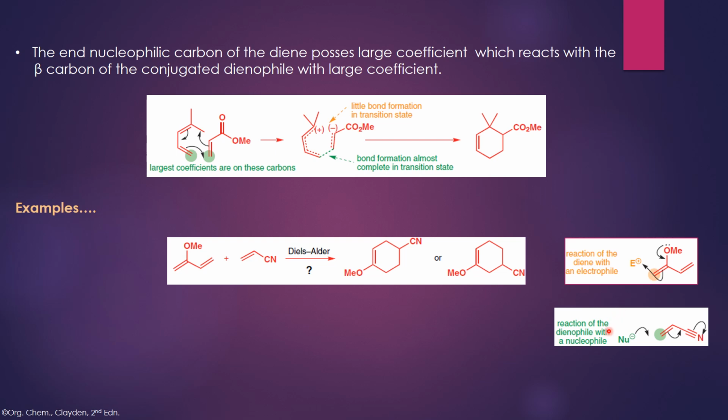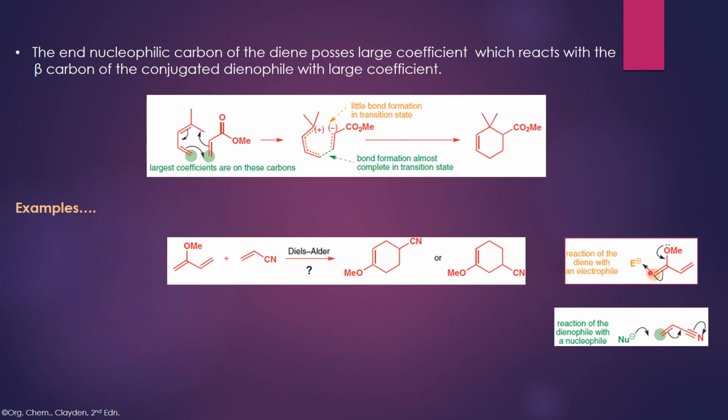What happens with the dienophile? We know that in the case of a dienophile, this is a conjugated C double bond, and this is a conjugating group, and the beta position will have the largest coefficient. That means this electron shifts to here and this shifts to here. So this is the alpha position, this is the beta position, and this carbon atom will have the largest coefficient. The lone pair comes to here and this comes to here. So this is the carbon with the largest coefficient. This will not be the carbon with the largest coefficient.